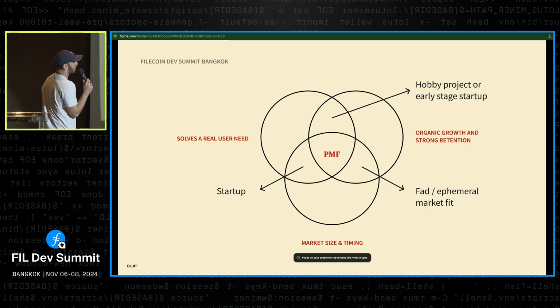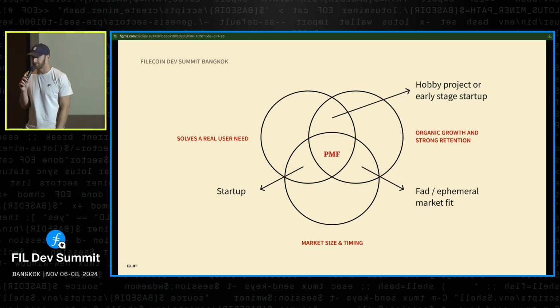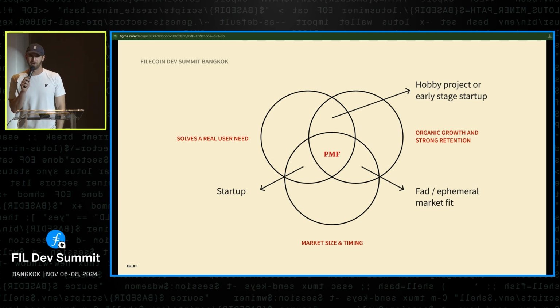And lastly, you want to make sure that whatever you're building is grounded in real user problems, or else you may just have a fad, right? There's been several apps. One of the ones that comes to mind for me is this app called Yo.